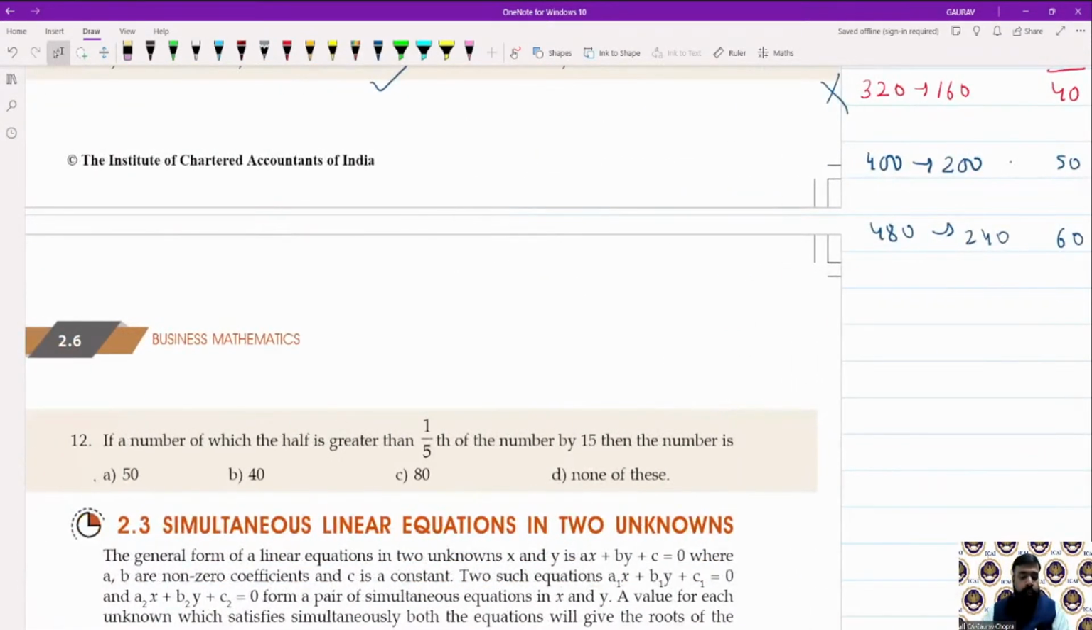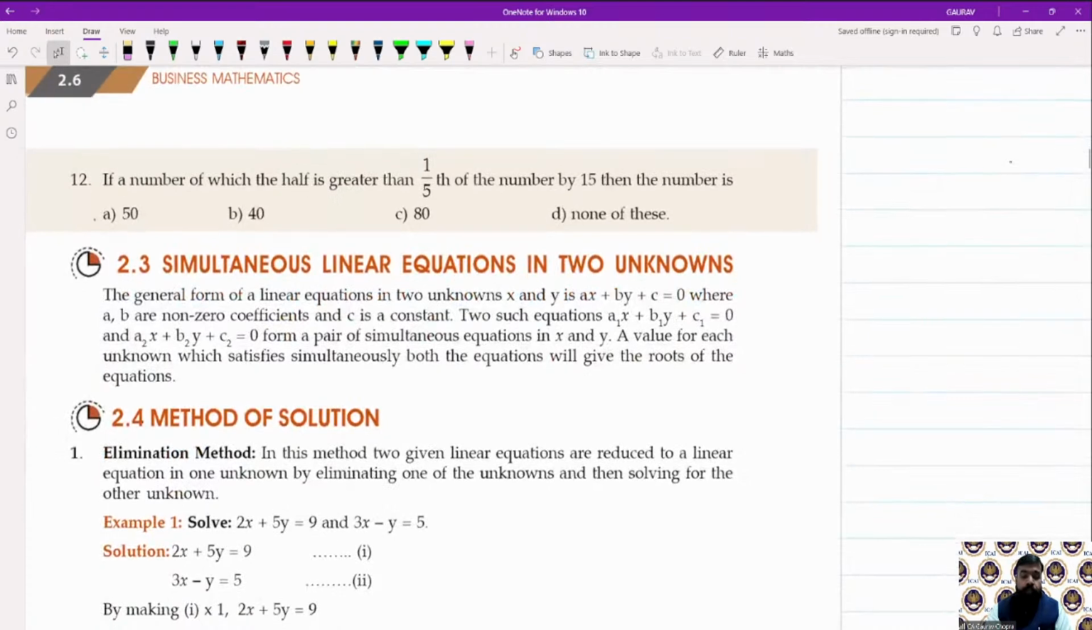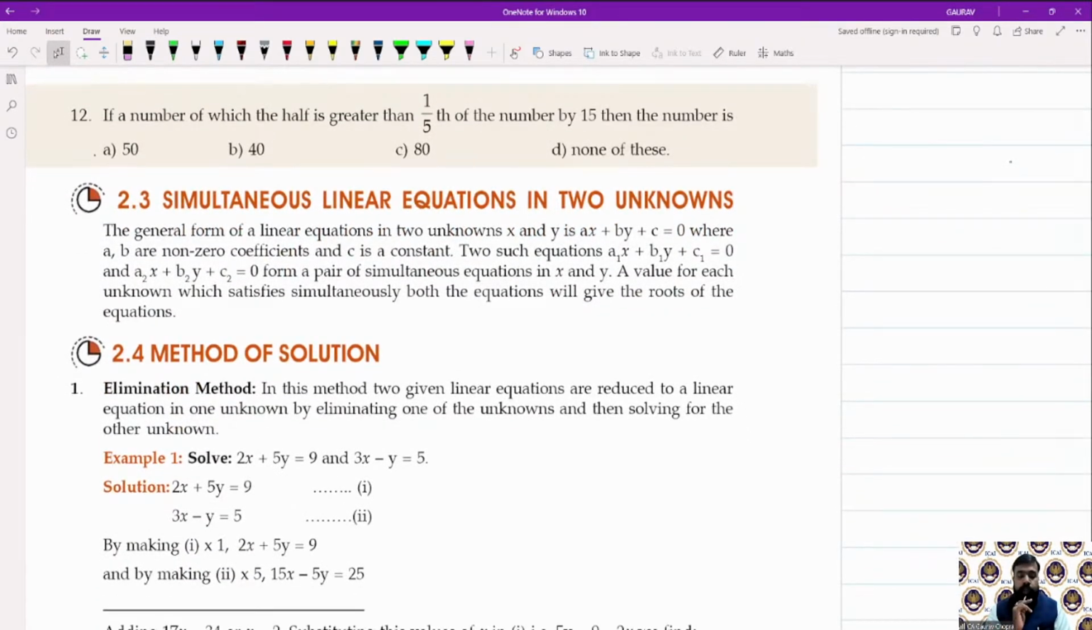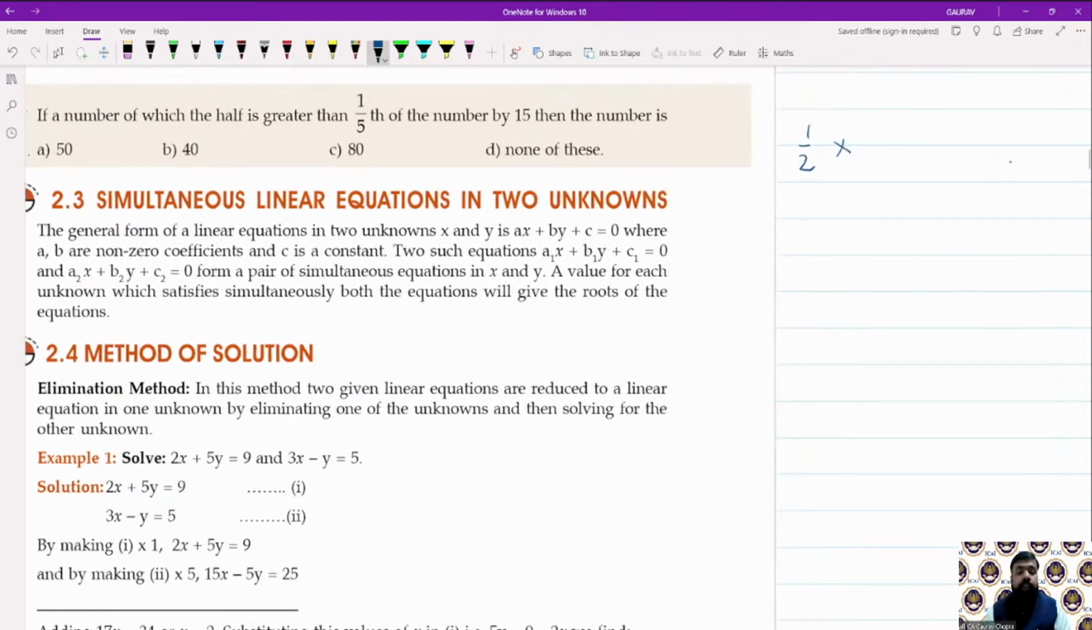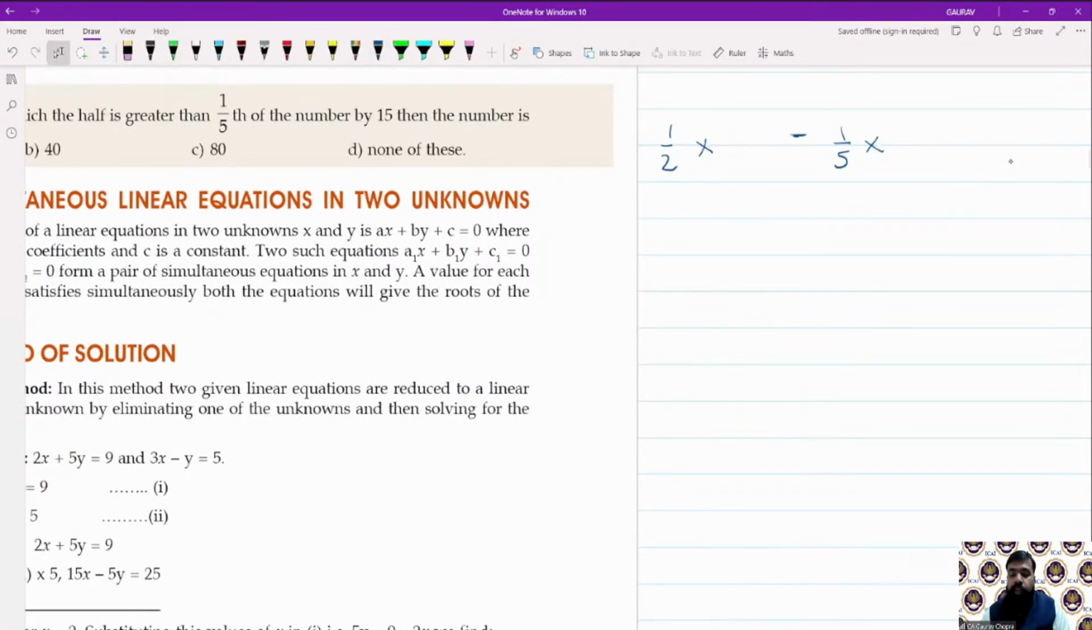Then comes question number 12. If a number of which the half is greater than 1/5 of the number by 15. Now, language is simple, but understand carefully. A number of which the half. So first of all, we have to half the number. And it is greater than 1/5 of the number by 15. So if we subtract 1/5 of the same number, then the difference should be 15. So let's see which option is satisfying this.